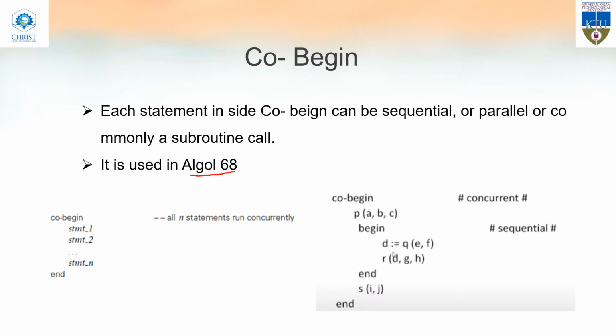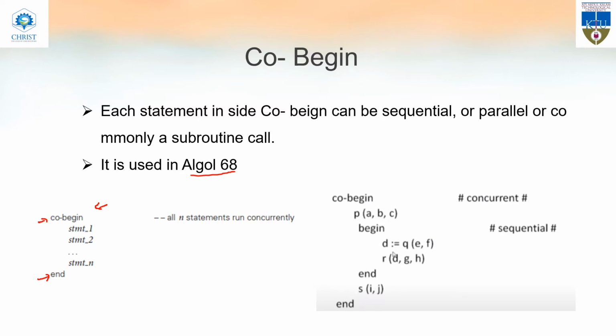In this, you can see the start of co-begin and the end of co-begin. In between there are n statements, 1 to n. All these n statements will get executed concurrently. That's how co-begin works. For a live example, we can go to this example.